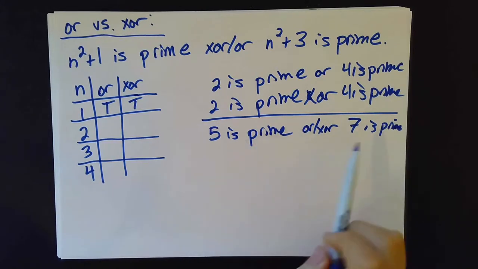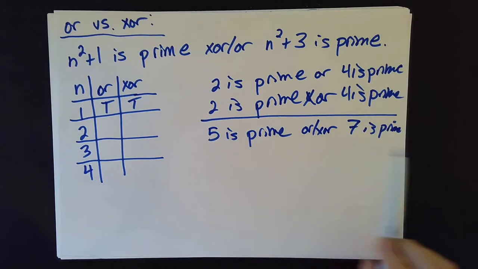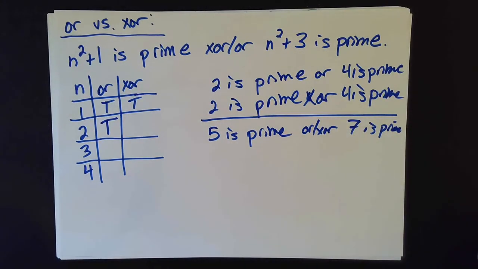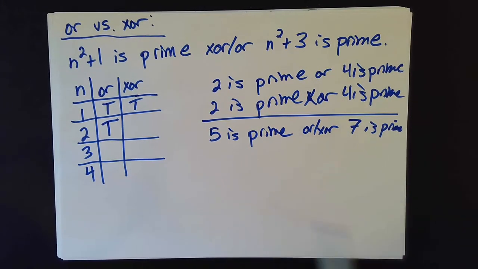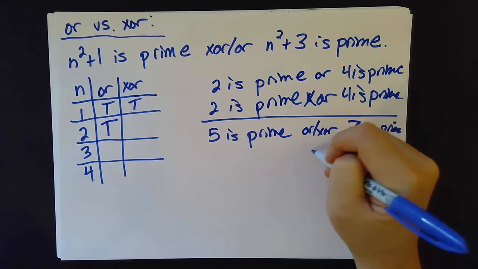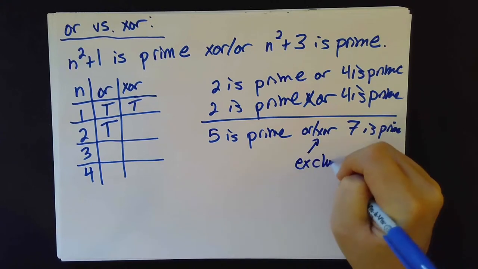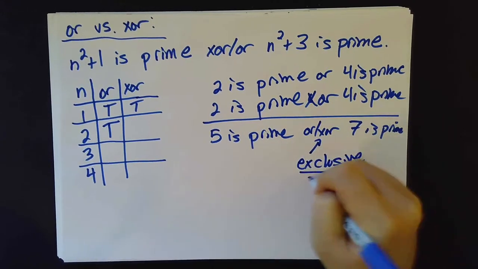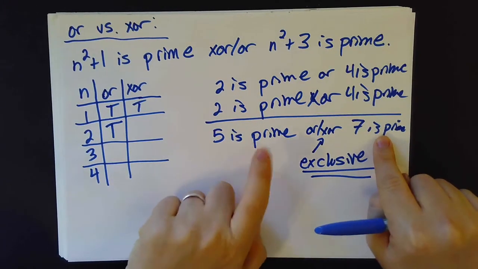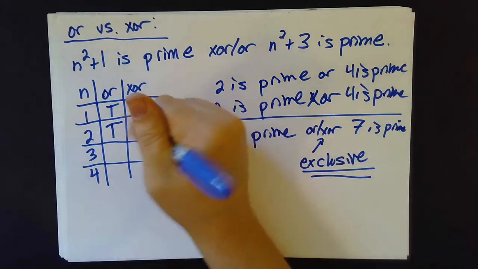Okay. And here's where the distinction pops up. It is true that 5 is prime or 7 is prime. So here, true. However, it is not true that 5 is prime XOR 7 is prime. And remember, this X stands for exclusive. And the exclusive there is to remind you that we're not allowing the case that both of them are true. So both of these pieces on the sides, these are both true. So the XOR statement is actually false.